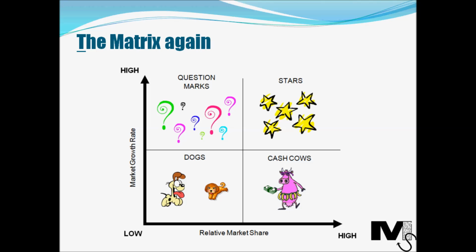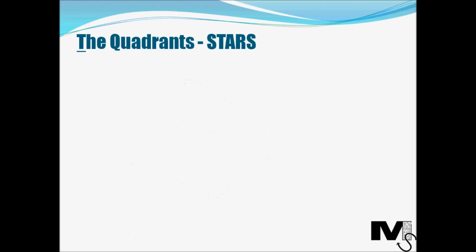As you would observe, placing a product in the category of stars would automatically mean that it would have a high relative market share and a high growth rate as well. We are going to look at the quadrants individually now. Okay, so the quadrant star.